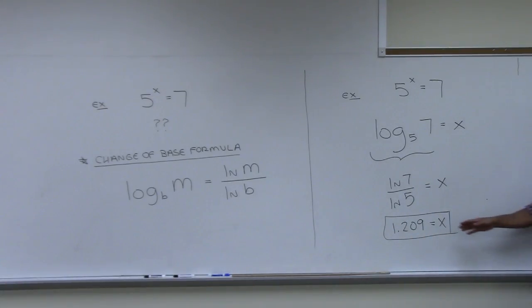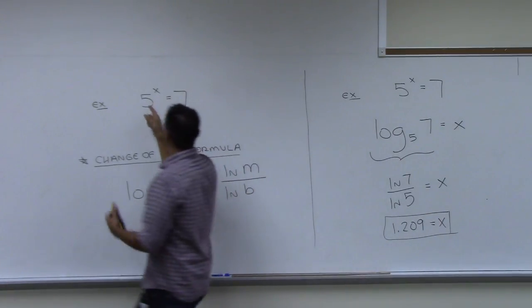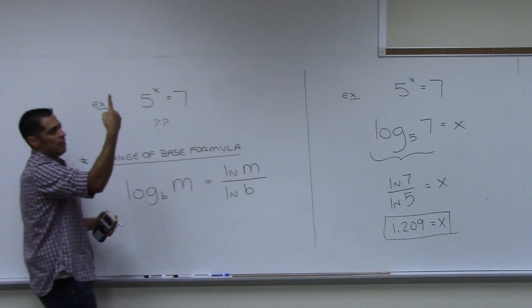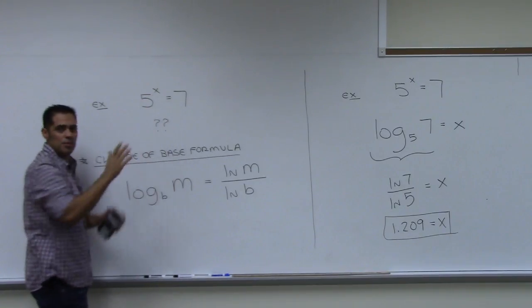Does that answer make sense? If you take 5, what would be 5 to the first power? 5. 5 squared would be 25. It's too much, right? So the answer here has got to be between 1 and 2.